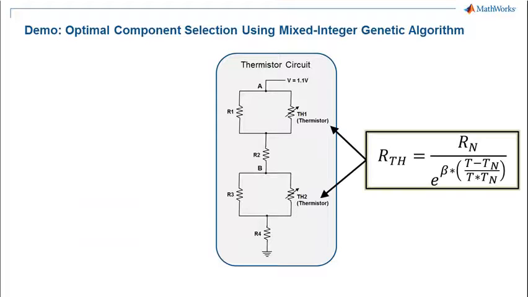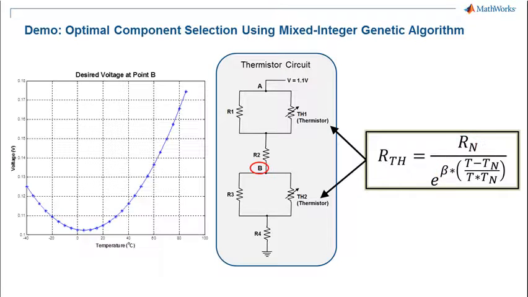The resistance of a thermistor varies with temperature. Our thermistors are specified with a resistance at room temperature and a temperature coefficient. We are given a temperature curve that we would like to see at point B. Our job is to find the best values for the resistors and the thermistors in order to match this curve.